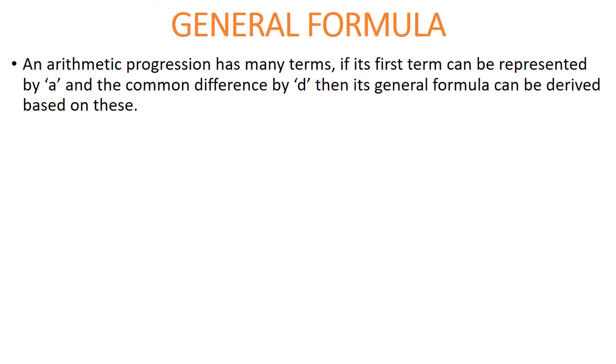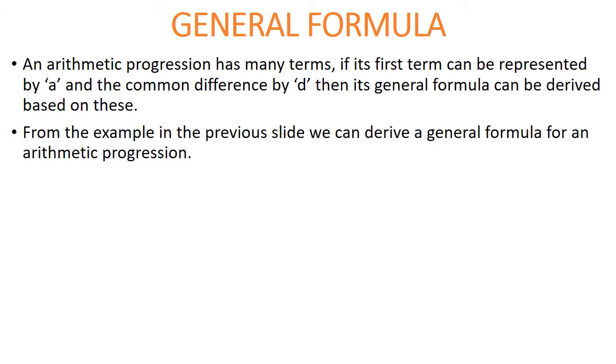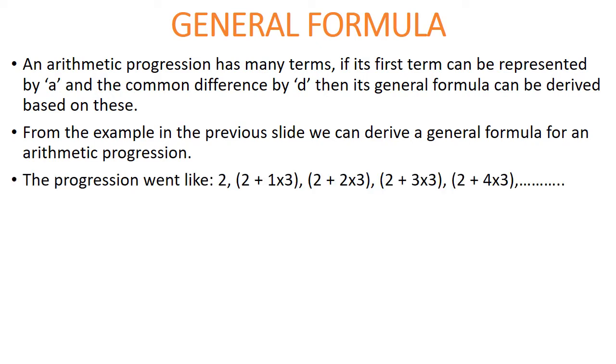Okay, general formula. How do we derive the general formula? Now if we represent the first term by a and common difference by d, then using this information we can derive the general formula. From the previous slide we can derive it, the example taken in the previous slide, we'll use again and derive the general formula. In the previous slide example, what did we write at the end? Remember, first term is a and common difference is d.